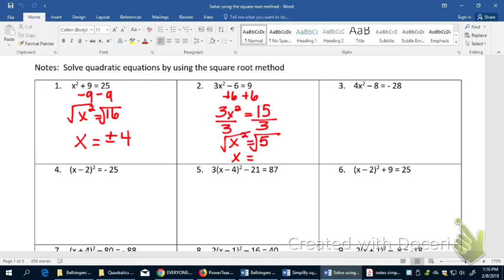You think about the 5. Can you divide the 5 by anything? 5 is as simple as it can get, so you leave it as square root of 5, but you put a plus or minus in front of it. You just have to remember that when you get to the end and take the square root, you put plus or minus in front of the answer. Okay, number 3.